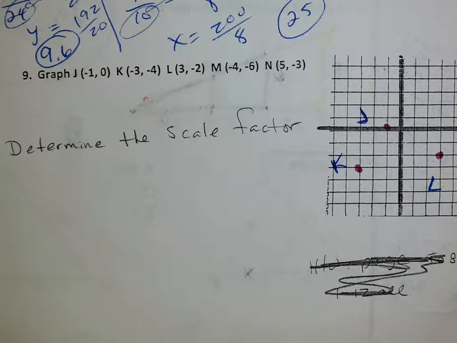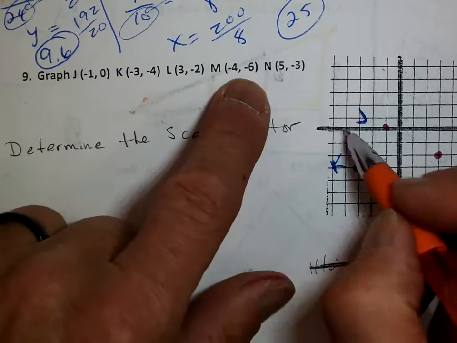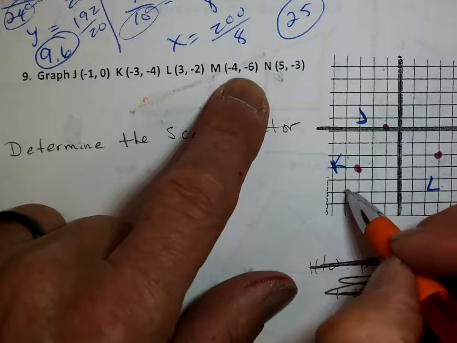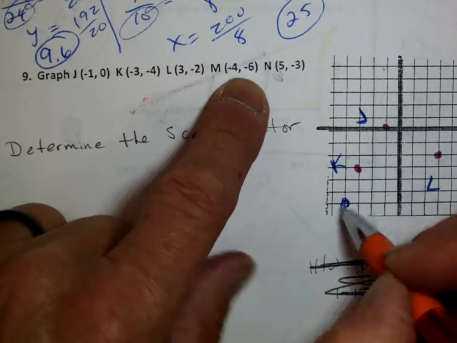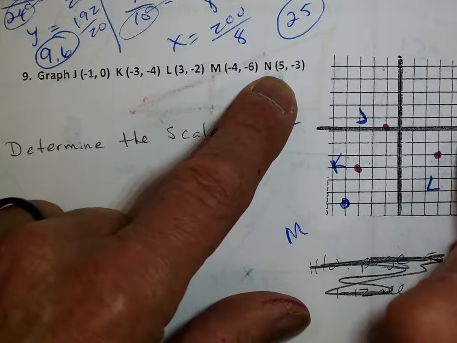M is at -4. Let's see, -4: 1, 2, 3, 4, and -6: 1, 2, 3, 4, 5, 6. That's M. And N is at 5: 1, 2, 3, 4, 5.